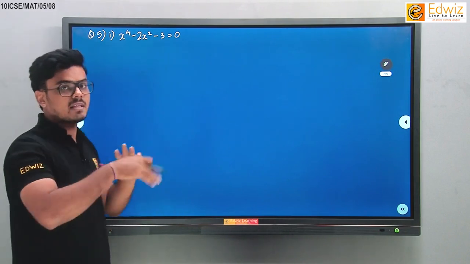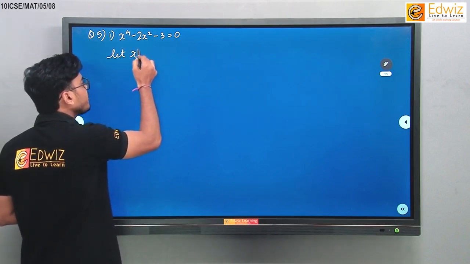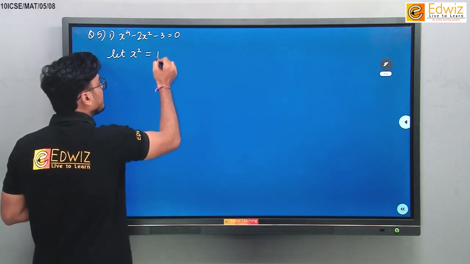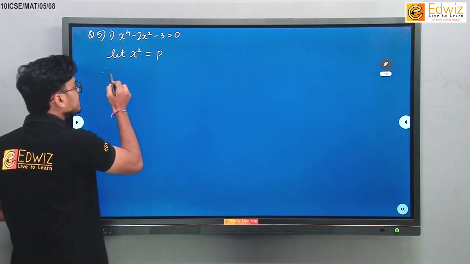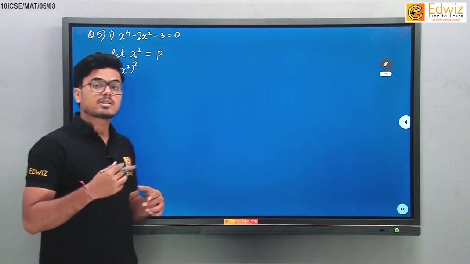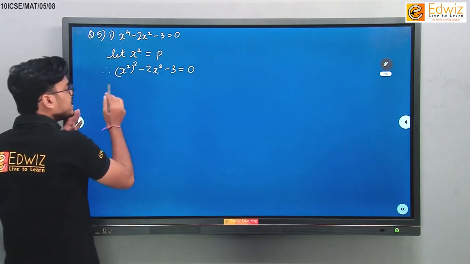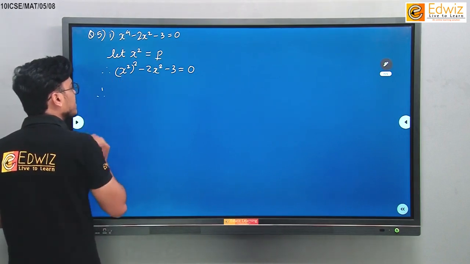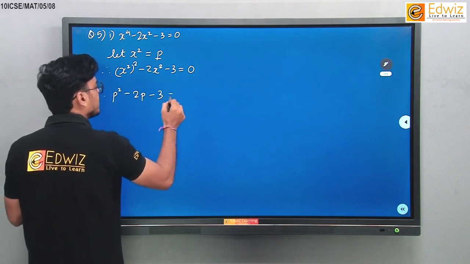So here we can change this equation to a quadratic equation. How? Just assume the value of x square to be equal to some other variable, let us say p. So if I take x square equal to p, this equation can be written as x square the whole square. x raised to 4 means what? x square ka square minus 2x square minus 3 equal to 0. Now in this equation, wherever you see x square, in its place we will write p, because that is what we assumed, right? So this is p square minus 2p minus 3 equal to 0.